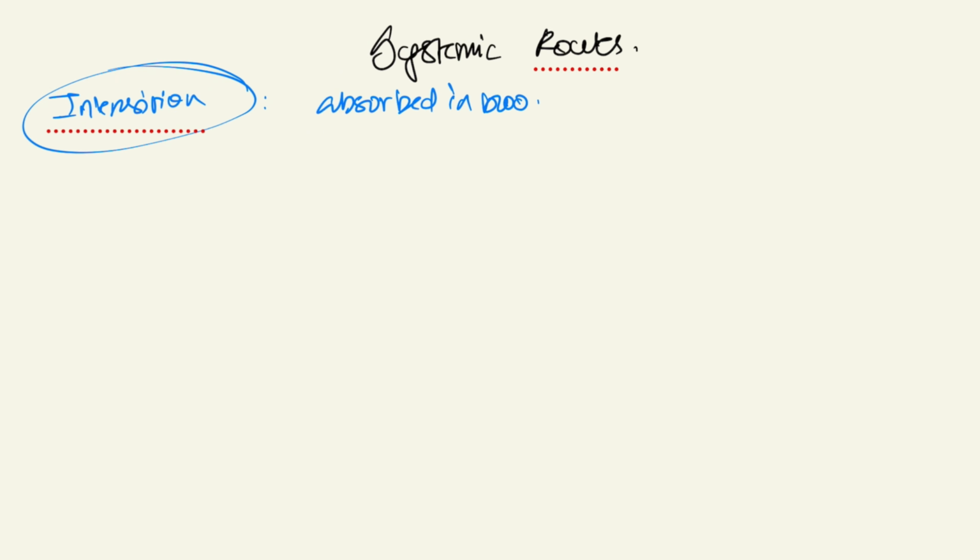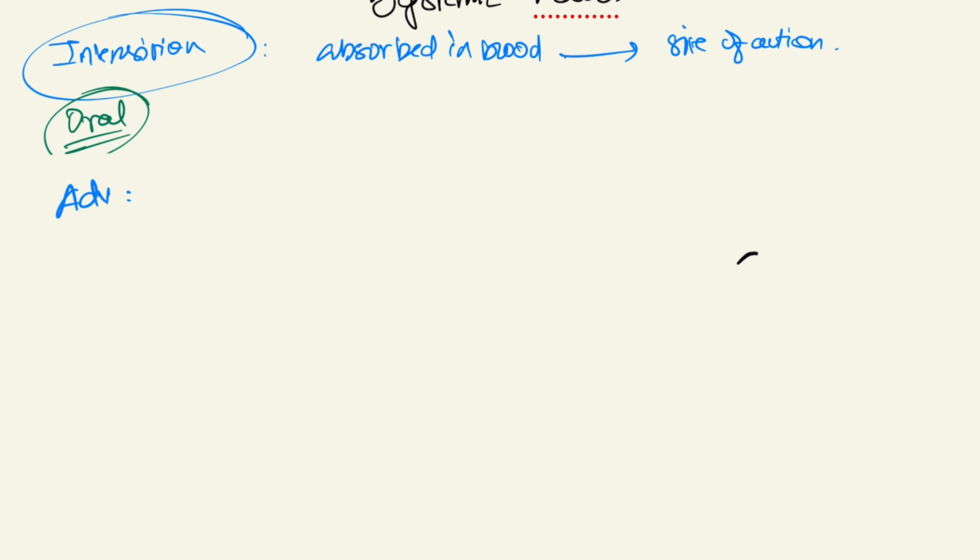Then we come to systemic routes. What is the intention of systemic routes? What is the intention with which we give the drug? The drug should be absorbed into the blood, into the blood vessels, and then it should flow through the blood vessels and supply the site of action. That is the intention.